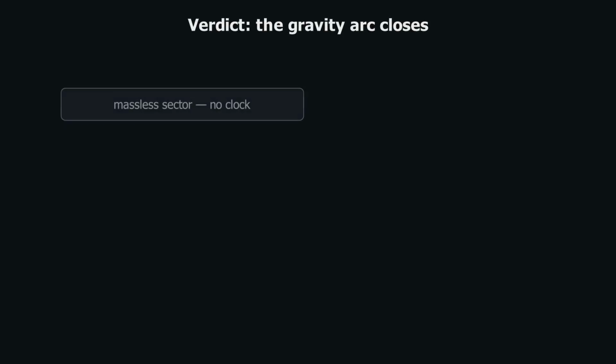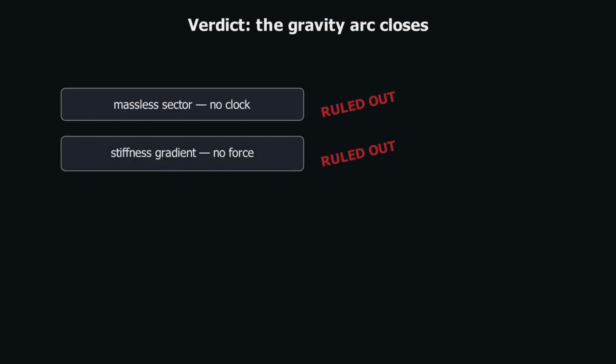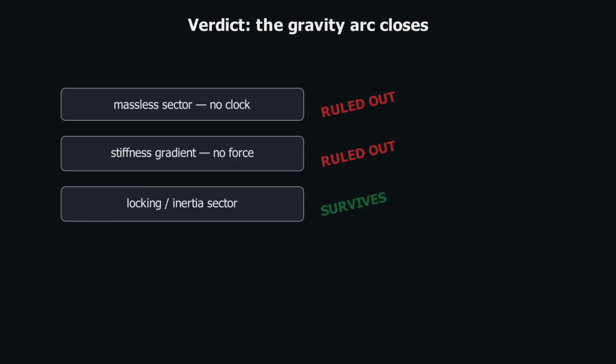Gap 3, closed. Verdict. The gravity arc, chapters 5 through 10, closes here. The lapse exists, it is derived, and it lives in the inertia and locking sector, a knob orthogonal to the stiffness that 9 chapters spent their time turning. R0 equals 0 was never the absence of gravity, it was the massless sector being asked a question it constitutionally cannot answer. And the equivalence principle comes out emergent rather than imposed, 1 condensate amplitude underneath both channels, so the cone and the clock have no choice but to move together.